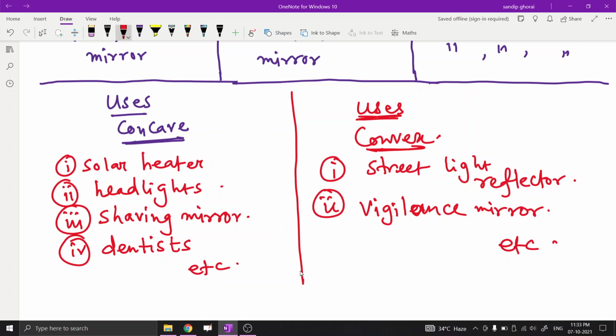Etc. Okay, so this is the end of today's class. In the next class we will discuss refraction of light.